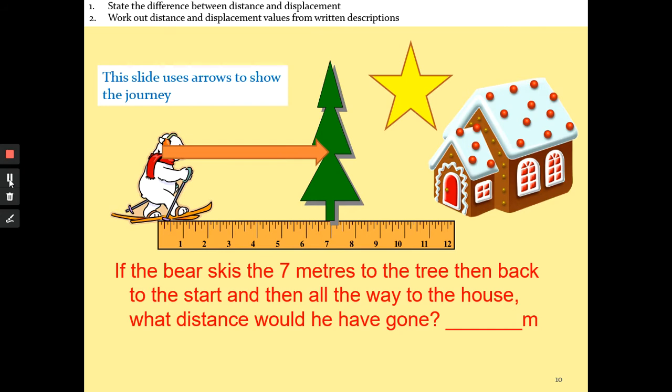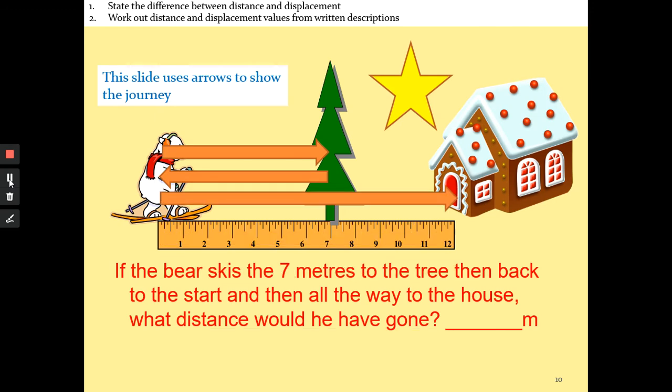He then turns round and skis back to his starting point. There's my arrow showing him skiing back to his starting point. He then decides to ski all the way to his house. And so that's my third arrow showing that there's 3 components to this journey.